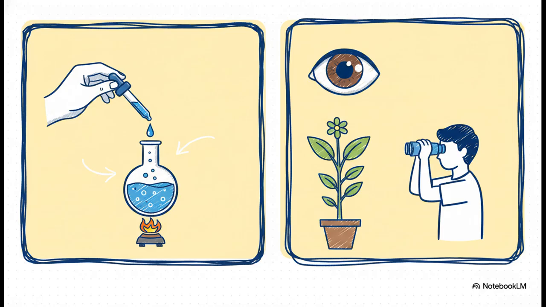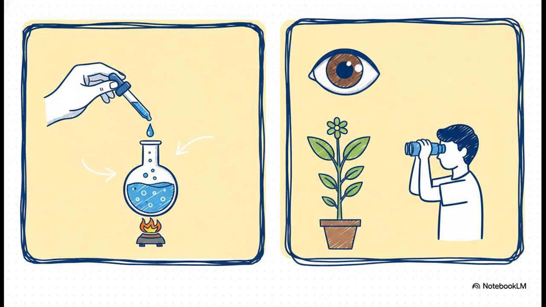On the left, we've got experimental studies. This is where researchers deliberately step in and influence events to see what happens. A prime example is a randomized controlled trial, or RCT, where patients are randomly assigned to different treatments so we can compare the results.